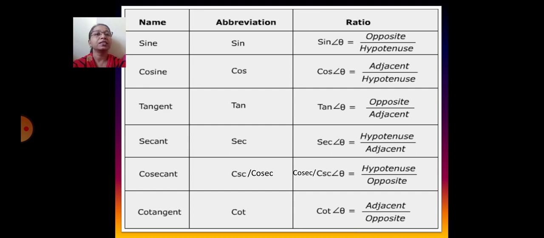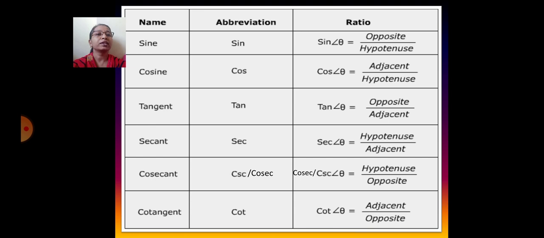Also we have seen their basic definitions. Sine theta. Theta is what? Theta is an acute angle of a right angle triangle. Actually, what is trigonometry? Trigonometry gives the relation between sides and angles of a right angle triangle, and theta is an acute angle in that.